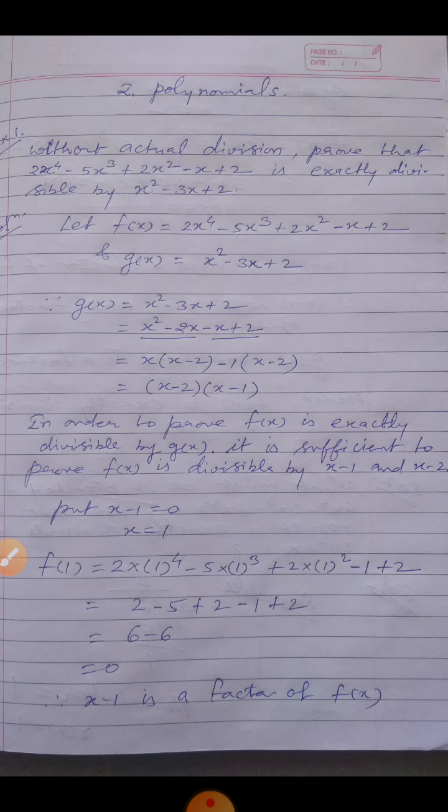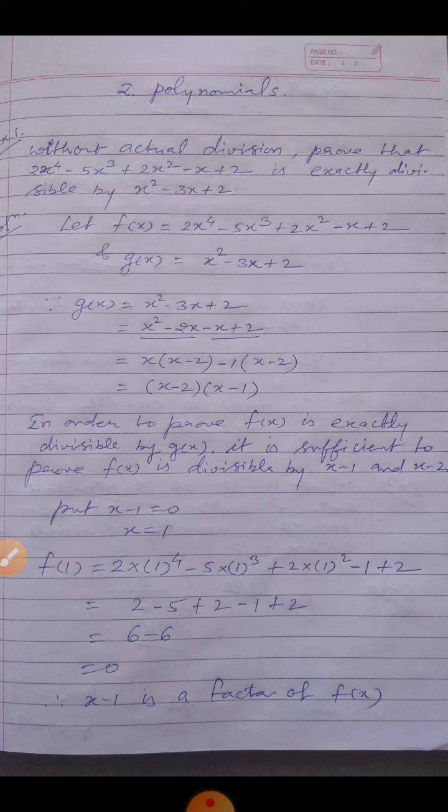In this question, there are two polynomials. First polynomial whose degree is 4 and second polynomial whose degree is 2. And here we will prove that the first polynomial is exactly divisible by the second polynomial, not using the actual division.